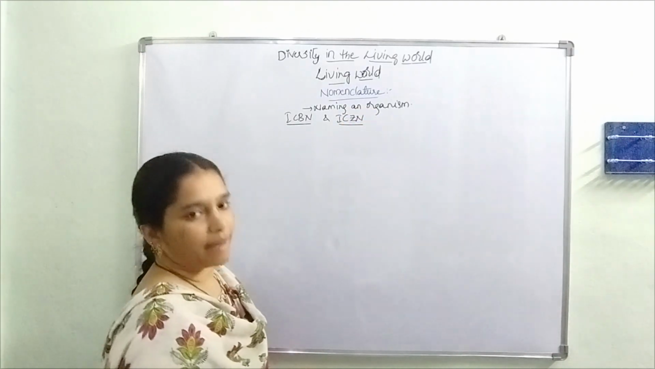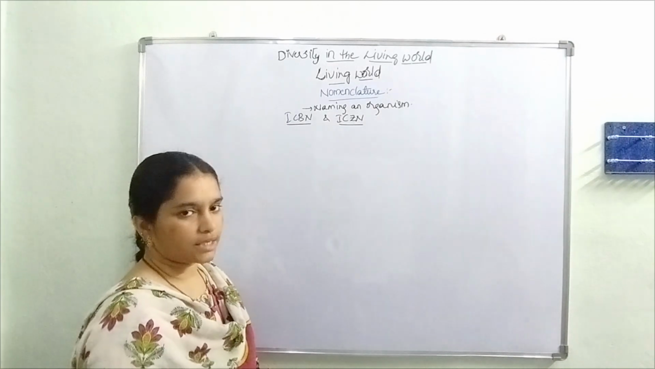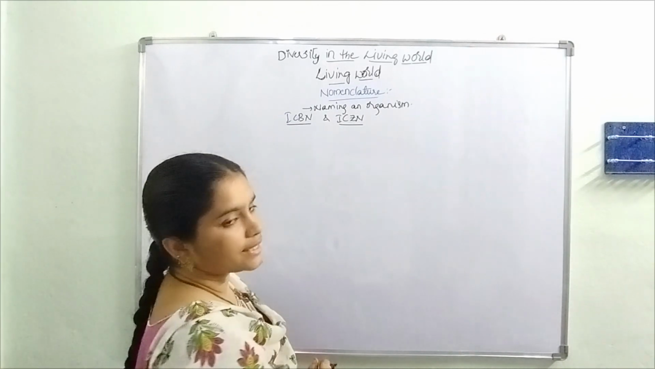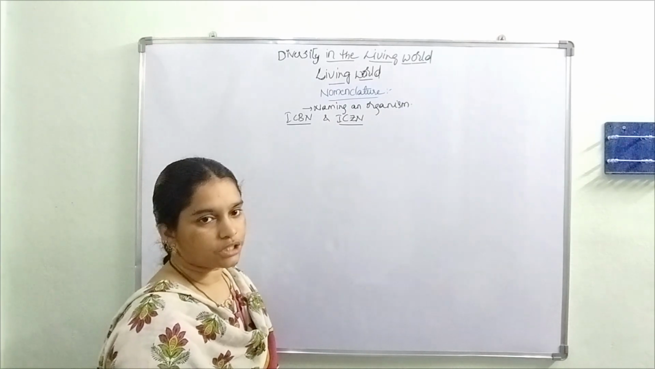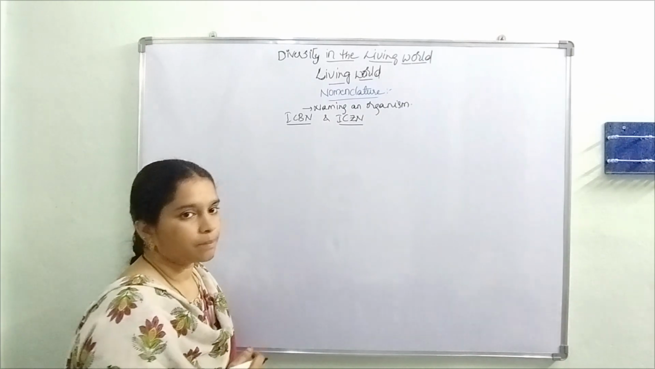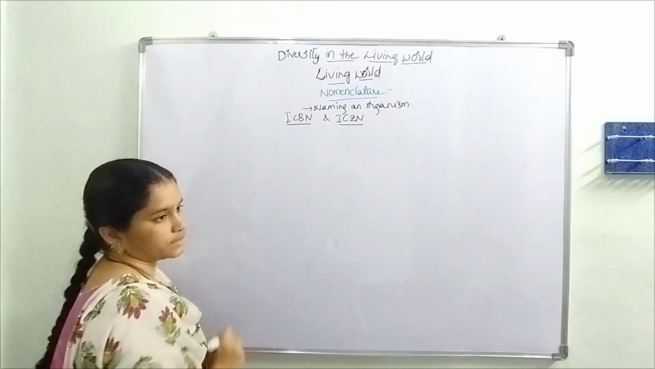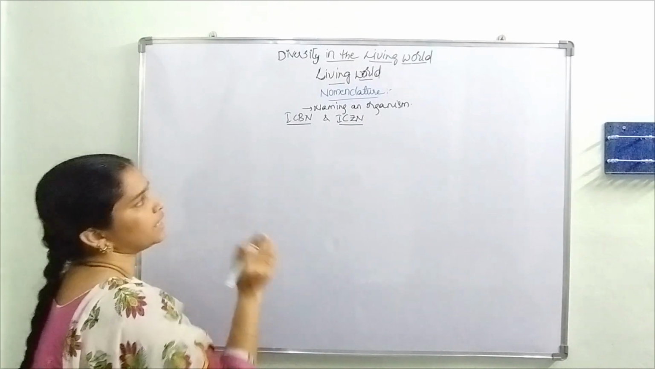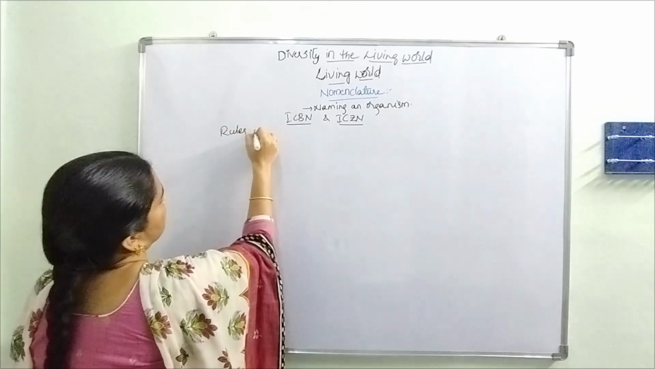ICBN names plants. It stands for International Code for Botanical Nomenclature, and ICZN stands for International Code for Zoological Nomenclature, which names the animals. Both of these have some rules for naming the organisms. So first of all, rules of ICBN.